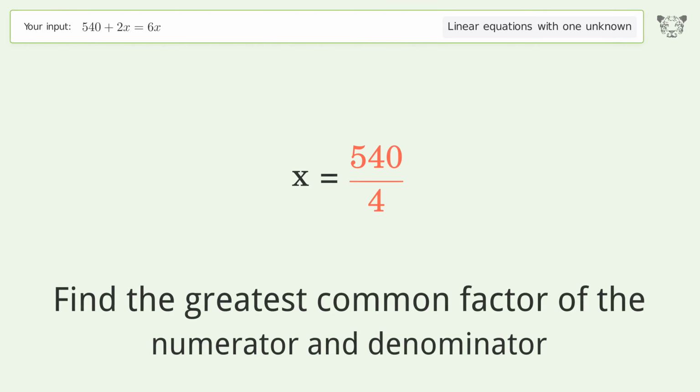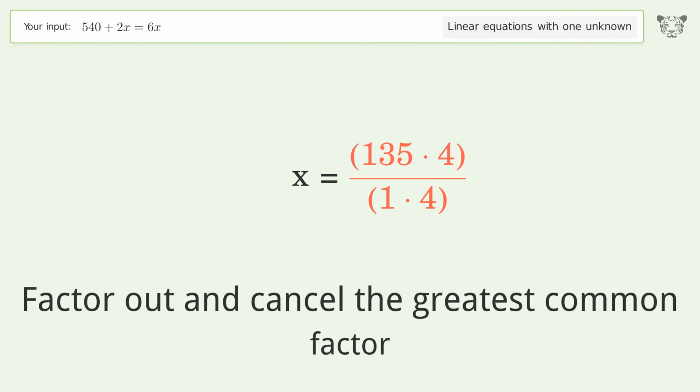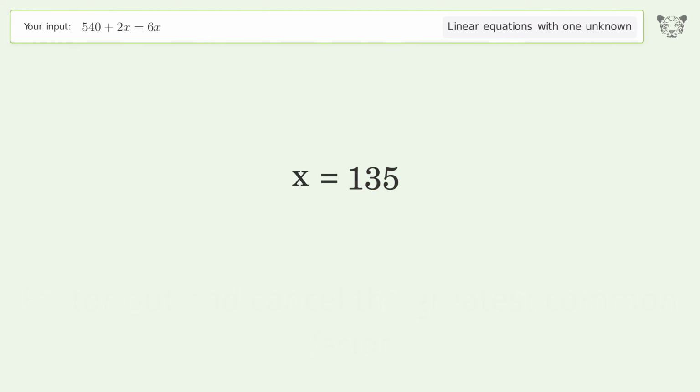Find the greatest common factor of the numerator and denominator. Factor out and cancel the greatest common factor. And so the final result is x equals 135.